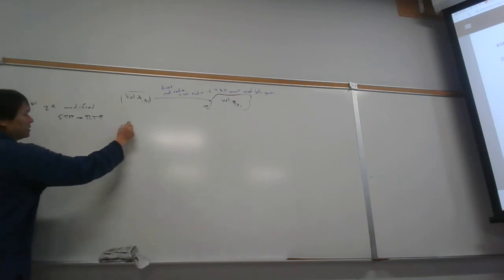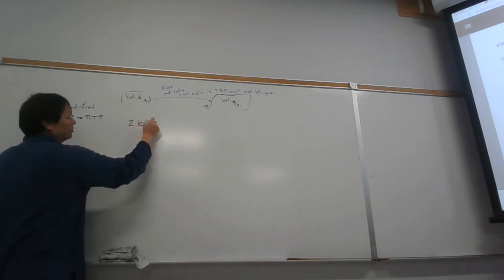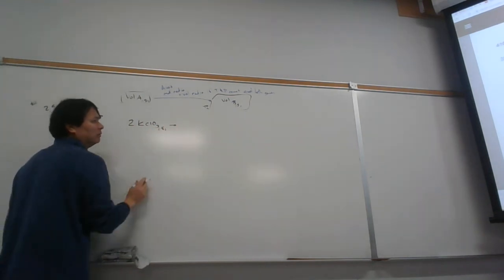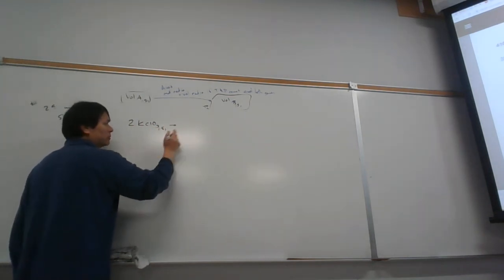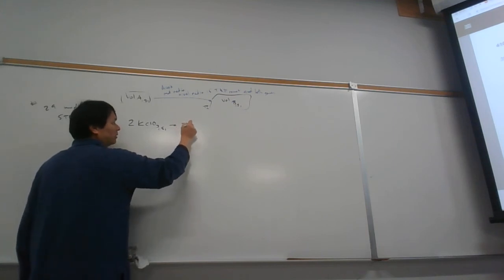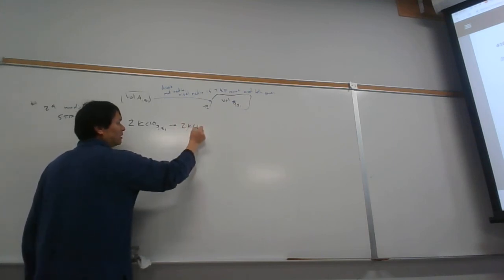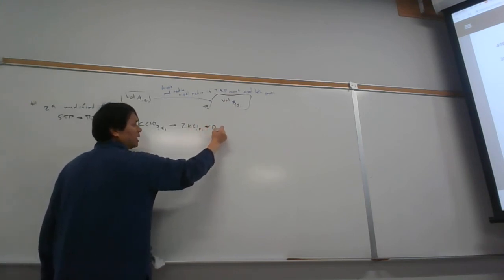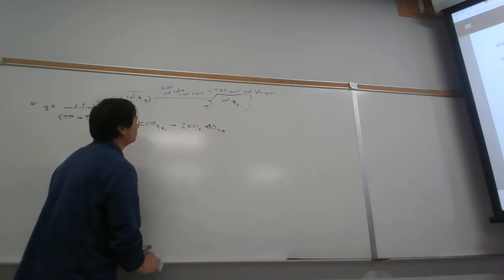And so the equation is this: 2KClO3, 2 potassium chlorate, solid, it's a white solid. You mix it with a little bit of MnO2, which is a black powder that acts as a catalyst to speed up this decomposition. It decomposes into 2KCl and 3O2 gas.